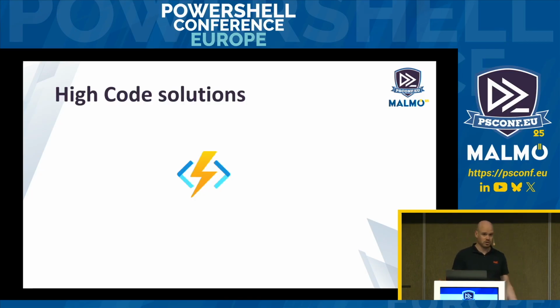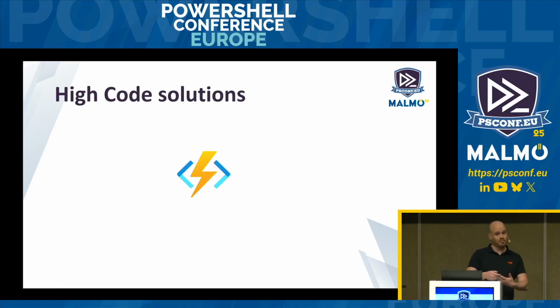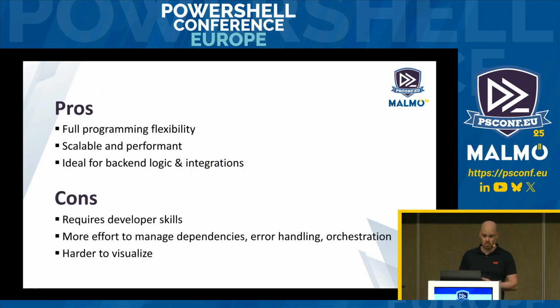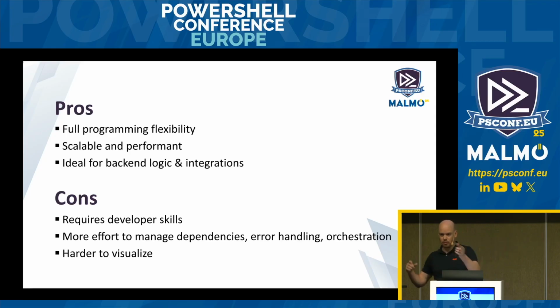If we then look at the alternative, high-code solutions, such as Azure Functions, you have a different set of pros and cons. It's very flexible. You can basically do whatever you want with it. It's multiple languages supported, and it's very optimized for microservices. So you can have solution A connected to B, and they all talk to each other. However, the con is you need developer skills to actually make it, maintain it, troubleshoot it.